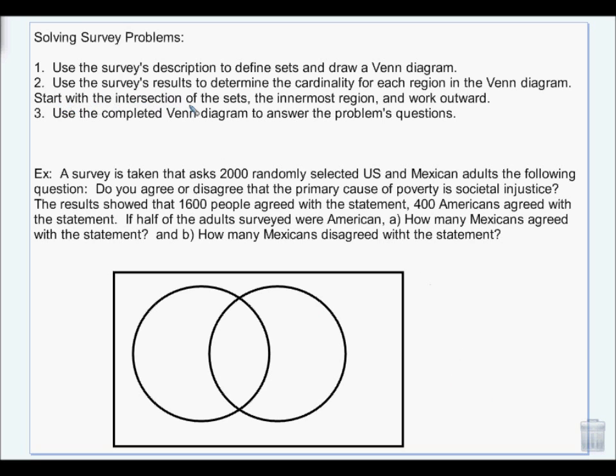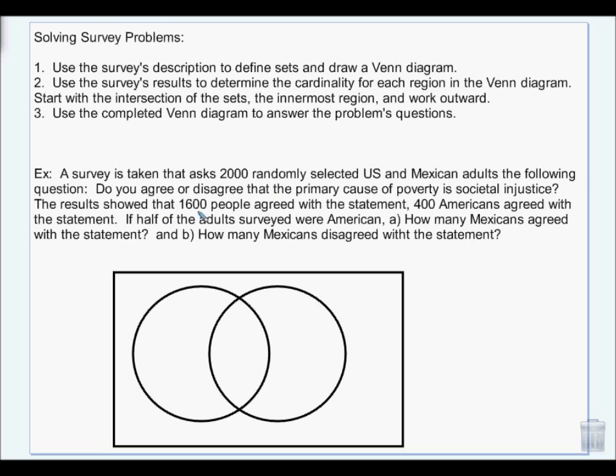Then we'll start with the intersection of the sets, and we'll work outward. And then we'll use the completed Venn diagram to answer the questions. Okay? So we have 2,000 randomly selected U.S. and Mexican adults are asked the following question. Do you agree or disagree that the primary cause for poverty is social injustice?